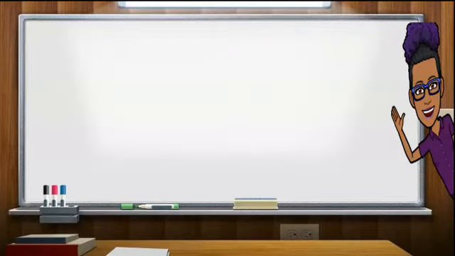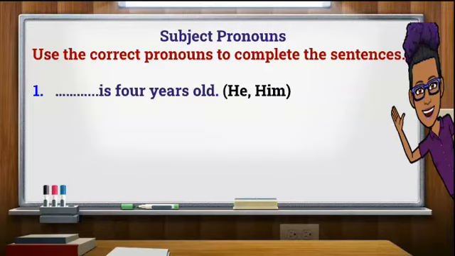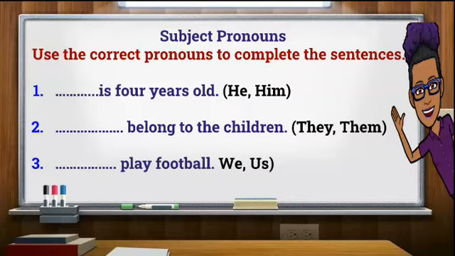Now let's practice our subject pronouns. Now let's use the correct pronouns to complete the sentences. So first sentence, he or him is 4 years old. Our second sentence, they or them belong to the children. And we have we or us play football. Remember, the subject pronouns would be used to show that they're performing the action.